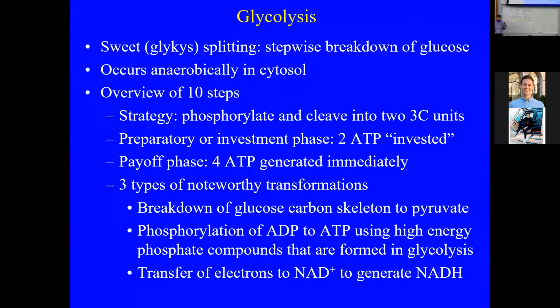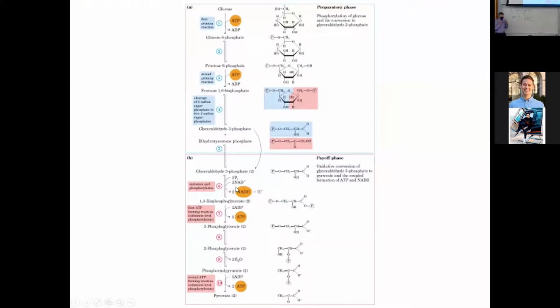So, very briefly, these 10 steps are coordinated in such a way that the product of one becomes the substrate of the next. 7 of the 10 steps are reversible. 3 of them are irreversible steps. And it turns out that those are the steps that are regulated.